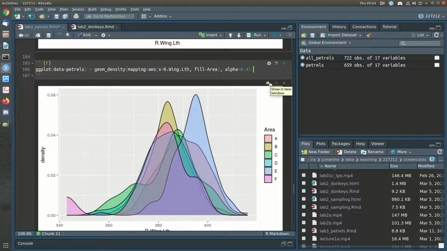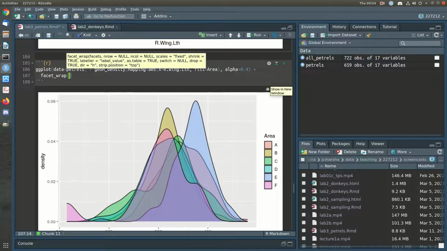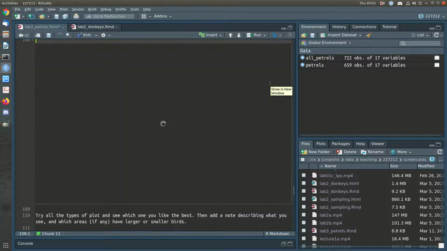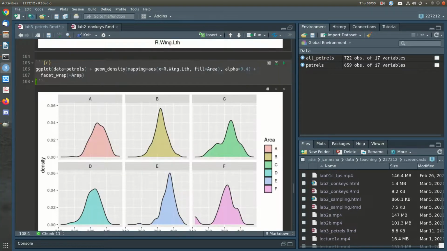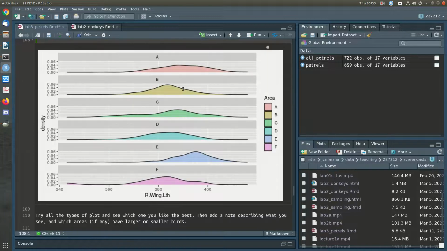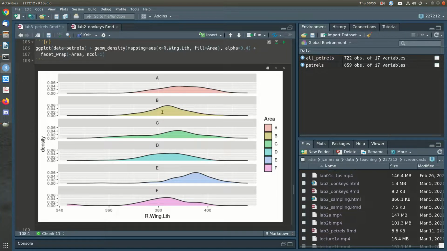We could, of course, again facet wrap this. So we could facet wrap by area. And we could even force them to be all on top of each other by specifying the number of columns to be 1. Then they're all on top of each other and we can compare directly. I don't think this is necessarily ideal because there's quite a lot of additional space taken up by the labels, which we don't really need. You could get rid of all that, but it's a bit fiddly to get rid of all that because we've got the labels down here, of course.